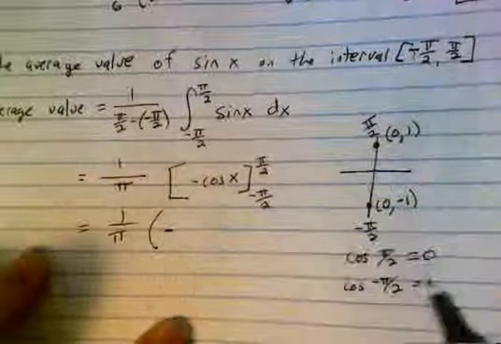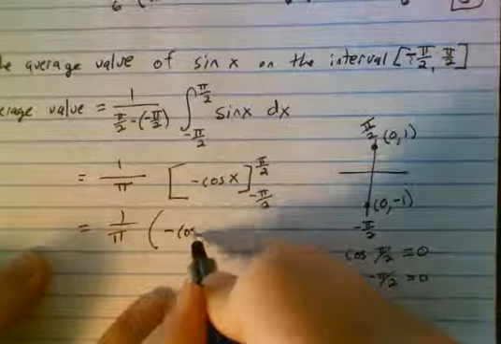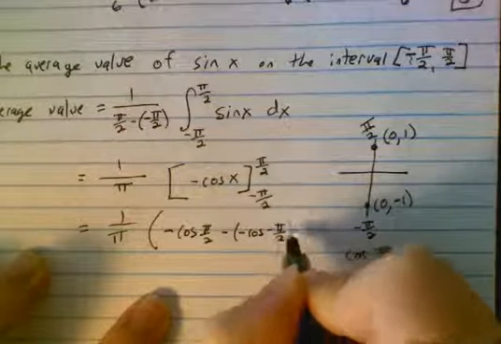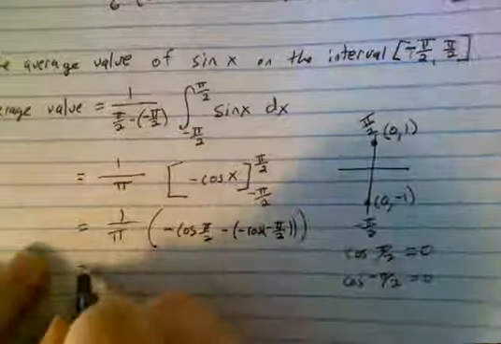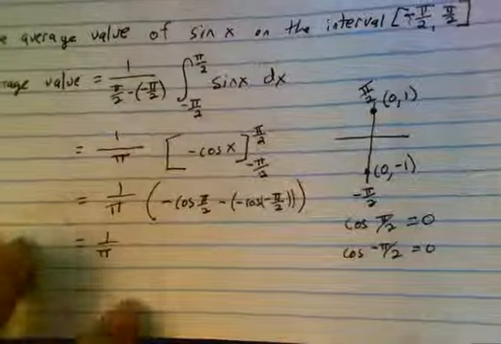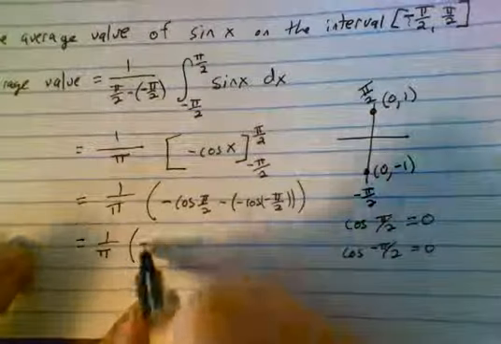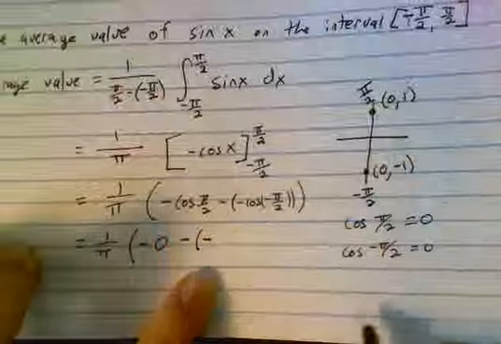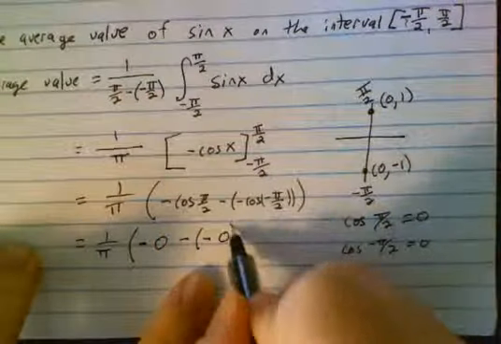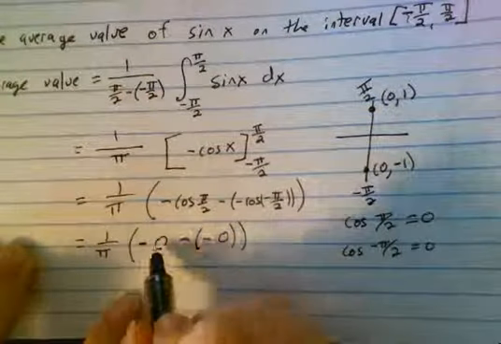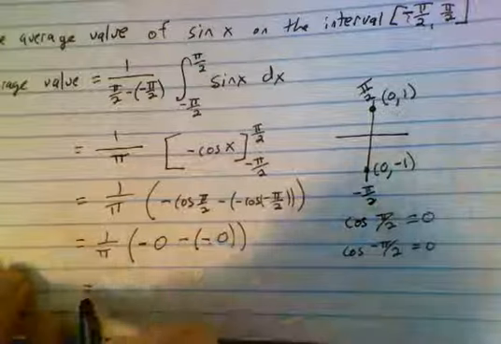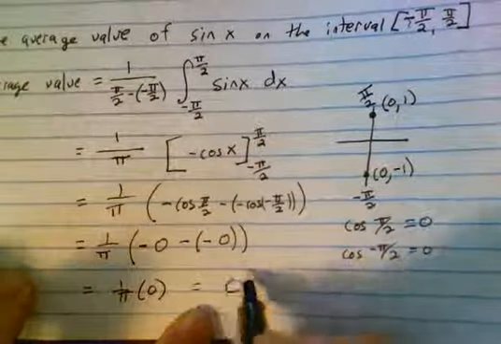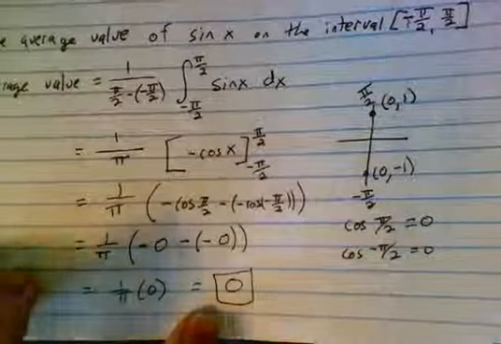So we've got negative cosine of pi over 2 minus negative cosine of negative pi over 2. A lot of negatives in there, so make sure you don't lose them. So we've got 1 over pi. Cosine of pi over 2 is 0. We're going to subtract a negative cosine of negative pi over 2, which is also 0. So negative 0 plus 0 is still 0. Anything times 0, good old 0. And there we go.